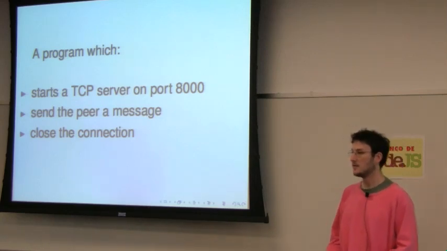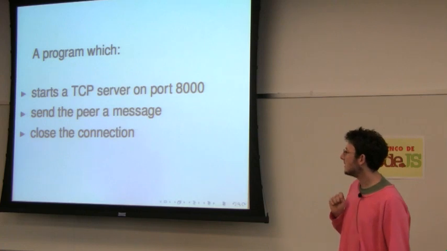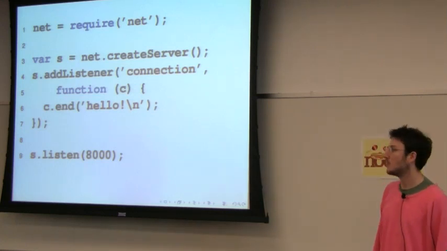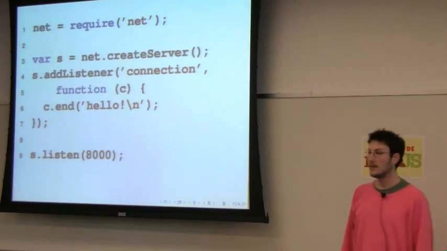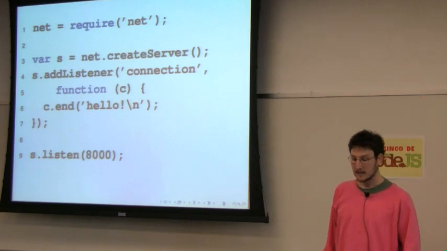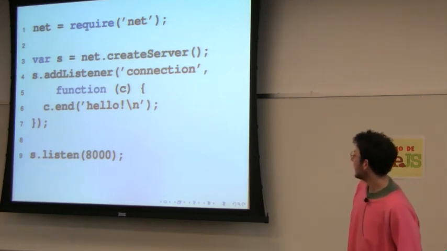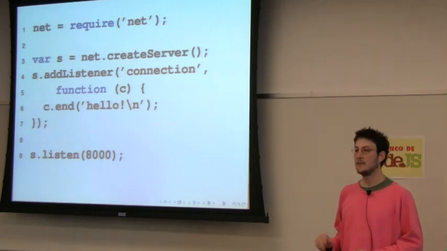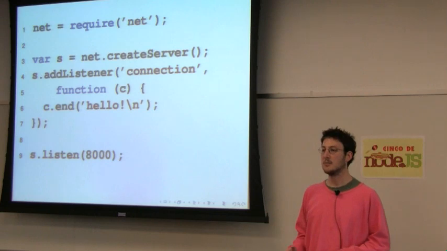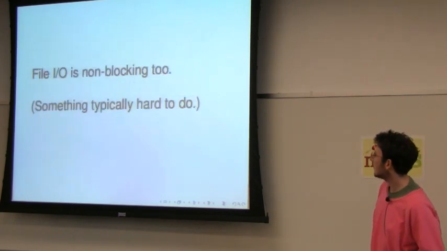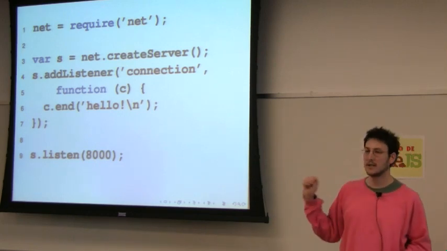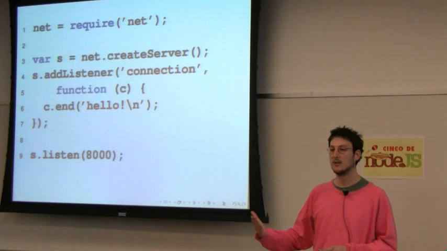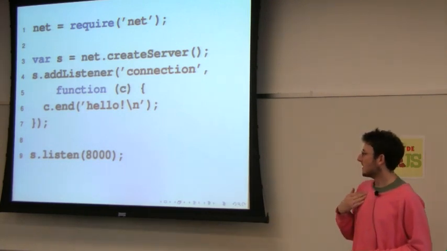Okay, now a TCP server example. We'll start a TCP server on port 8000. We'll send whoever connects to it a message, and then we'll close the connection. For this one, we use the net module, which we load on line 1. On line 3, we create the server object. And on lines 4 and 5, which didn't fit onto the slide, you add a listener, very much like you add a listener for a click event on a button. Here you add a listener for a connection event. So every time somebody connects to the server, you get this callback. And when you get the callback, you call c.end, which sends whatever this argument is to the client and then closes the connection behind it. And then we listen on port 8000.